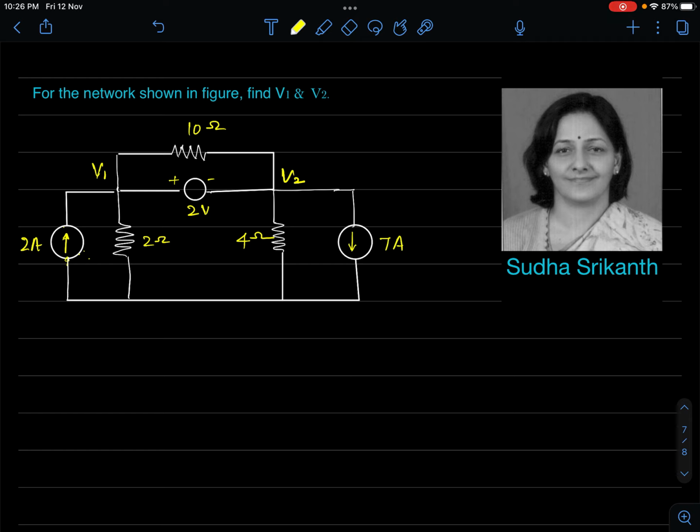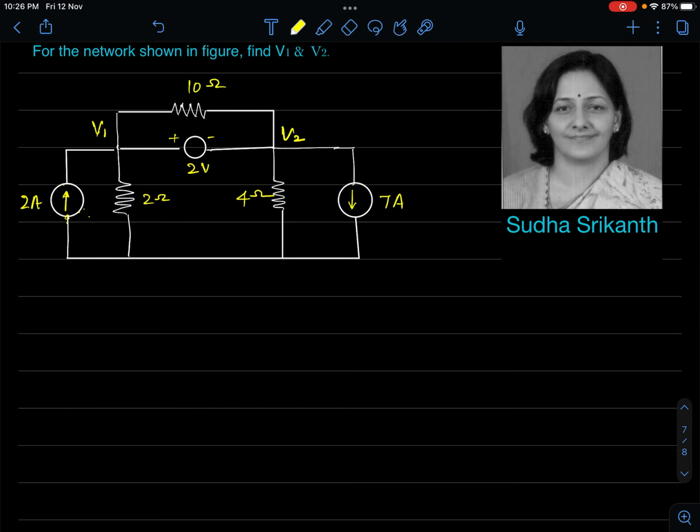So we are supposed to find out V1 and V2. Method is not being specified. So when you don't have the method specified, the choice is yours. You can find out V1 and V2 with different methods. Okay, let us try to work out by different possible methods.